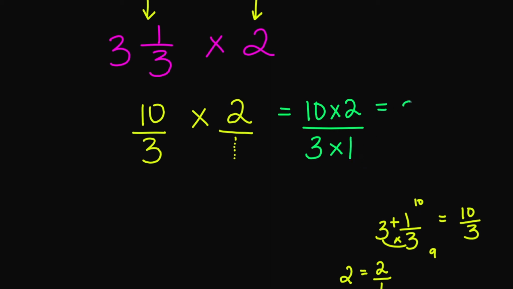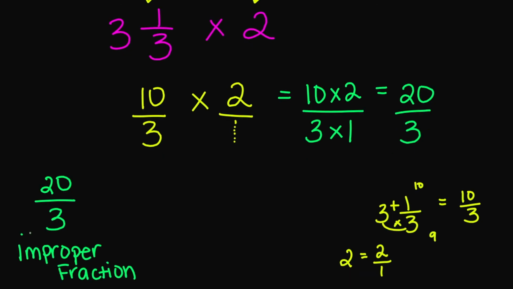10 times 2 is 20, over 3 times 1 is 3. 20 over 3 is an example of an improper fraction. The number on top, which is my numerator, is larger than the number at the bottom, which is my denominator. So let's go ahead and turn this into a mixed number.